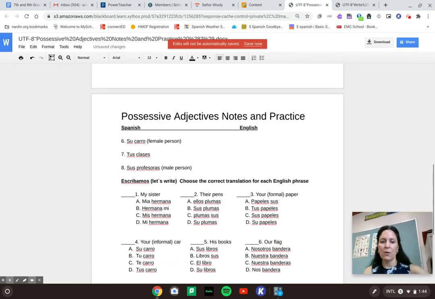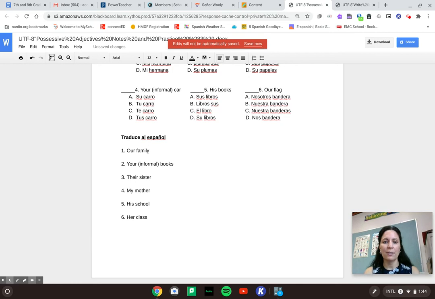So what I want us to do now is we did not finish these last translations. So I would like you guys to do this translation with me now. So we have our family. So we just need you to translate that. For that one, it would have been nuestra, because familia is family, and it's one, so we'd say nuestra familia. So now it's your books. If we know that books are libros, and we want to do the informal version, it's going to either be tu or tus. And because it's libros, it should be tus libros.